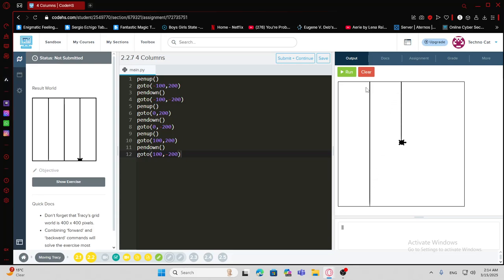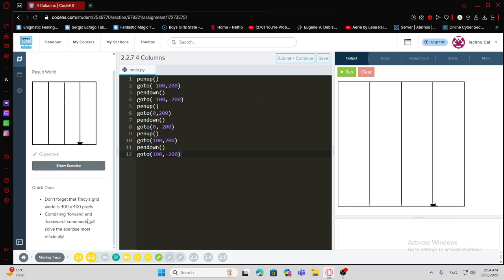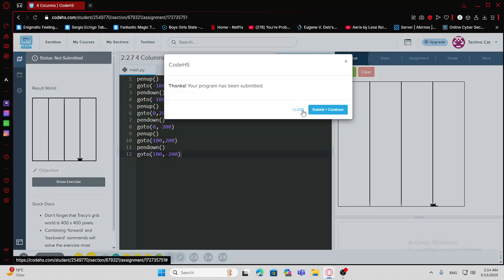And that should do the trick. Now, it doesn't look exactly the same as in the result world, because here they use forward, right, left turns, whatever. That's why Tracy's facing down. But really, all it's asking for is the lines, and that's done.